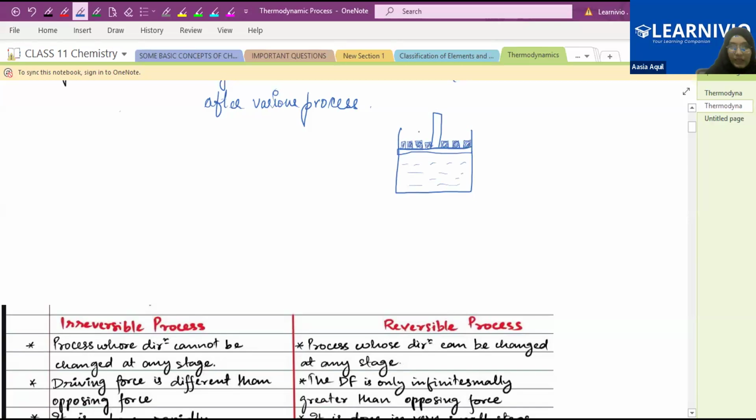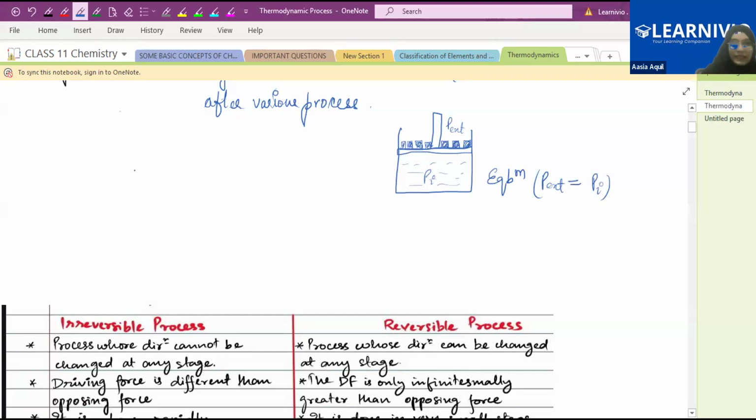Now this is P external. External pressure has been applied. And this is P internal. Now what happens over here? Suppose this system is in equilibrium. Equilibrium means P external should be equal to P internal. The pressure inside will be equal to the external pressure. Then only it will be in equilibrium.